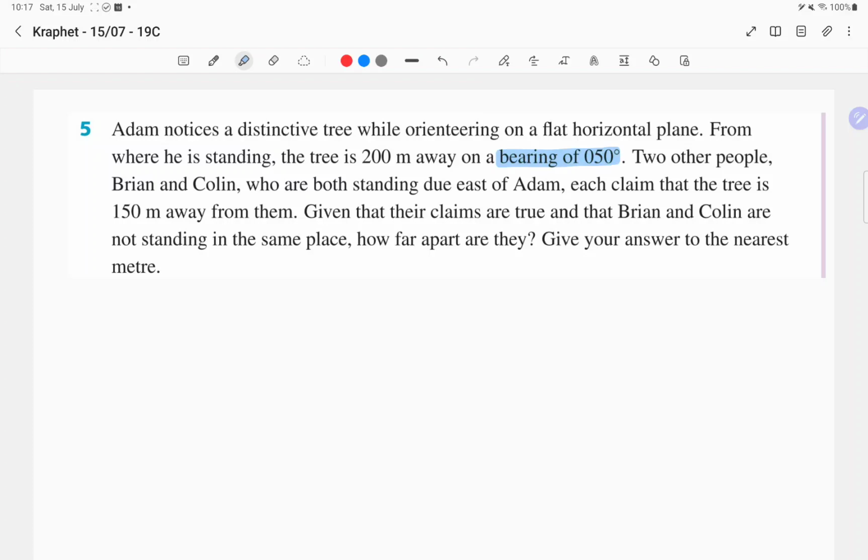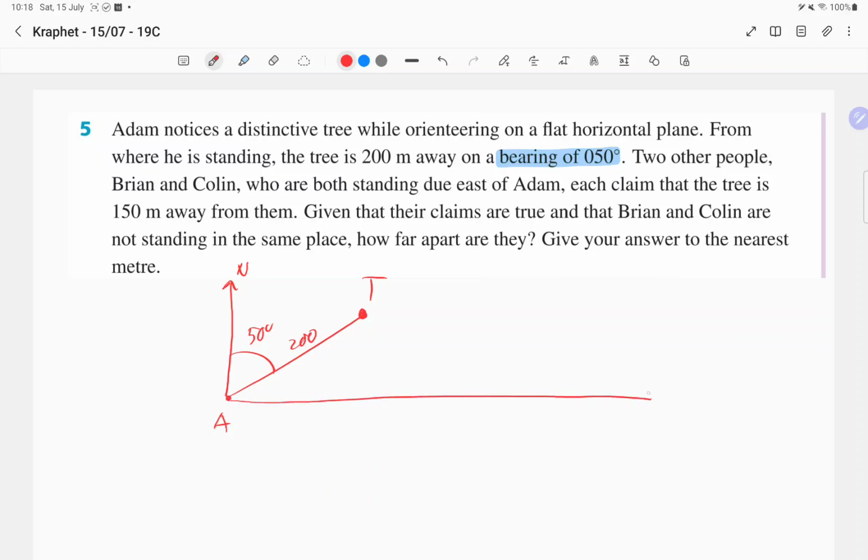Okay, so the tree's 200 meters away. So just draw it. Bearing of 050. Let's start on A for Adam. Then the bearing from Adam means you draw the north line there, and a bearing of 050. So this is 50 degrees, and this is going to be 200. And then Brian and Colin, who are standing due east.